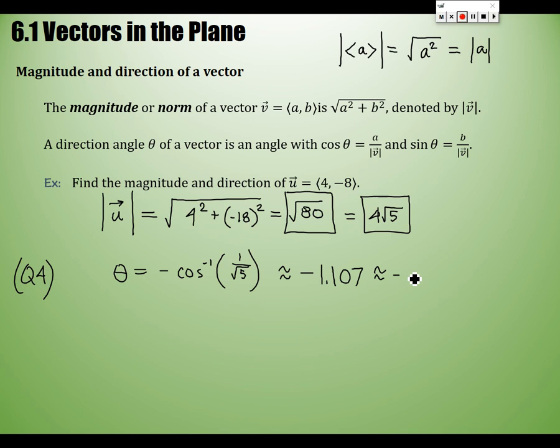Did anyone have an arc trig function that got this for you right away, so you didn't have to adjust it afterward by negating it? What did you use? Yeah, in fact, inverse sine or inverse tangent will work, right? So what would that be? Inverse tangent of what? Yeah, inverse tangent of negative 2. If you type that in, you'll get the same answer right away without any adjustment.